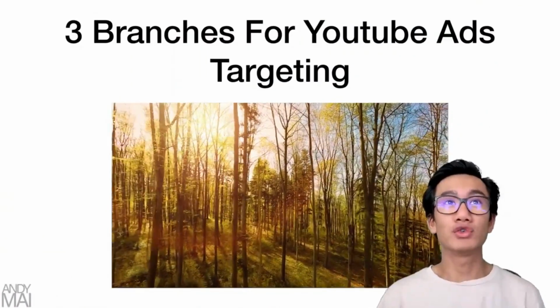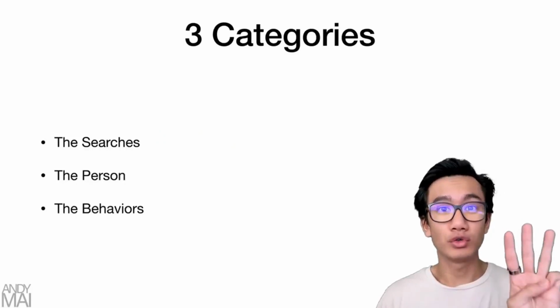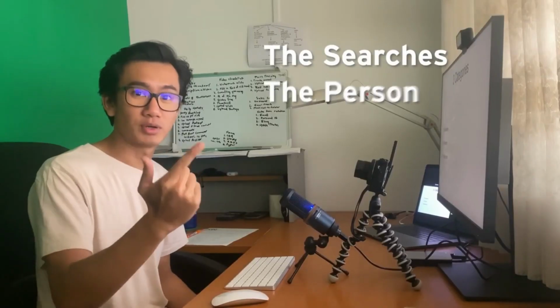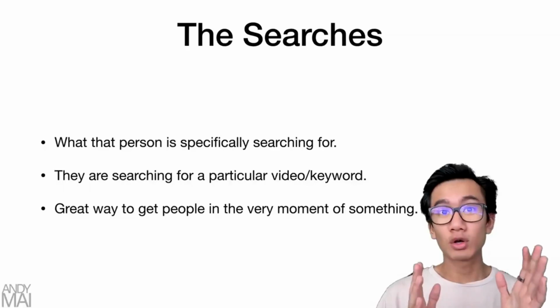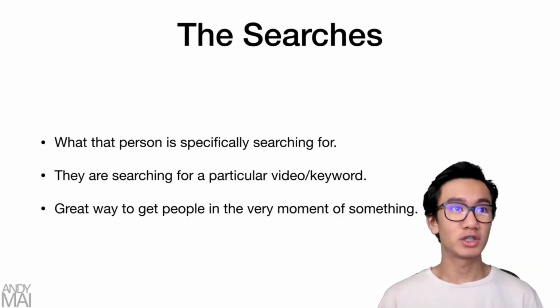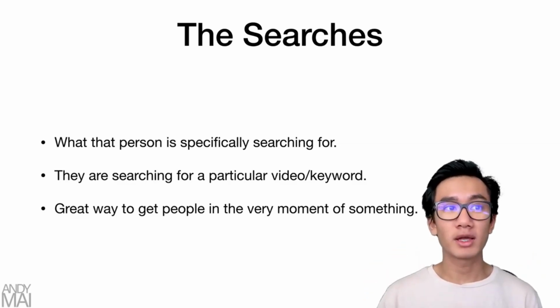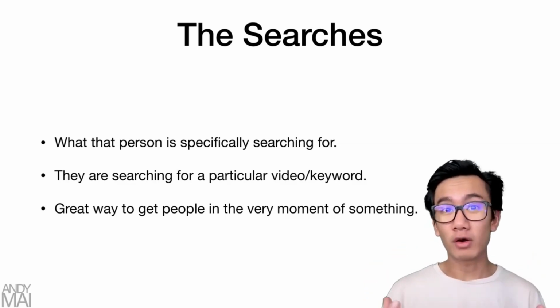Three branches for YouTube ads targeting. There are three categories for YouTube advertising: the searchers, the person, and the behavior. Let's talk about the first category, the searchers. This is what people are specifically searching for. They're searching for a particular video or keyword, and this is a great way to get in front of people in the very moment of something.